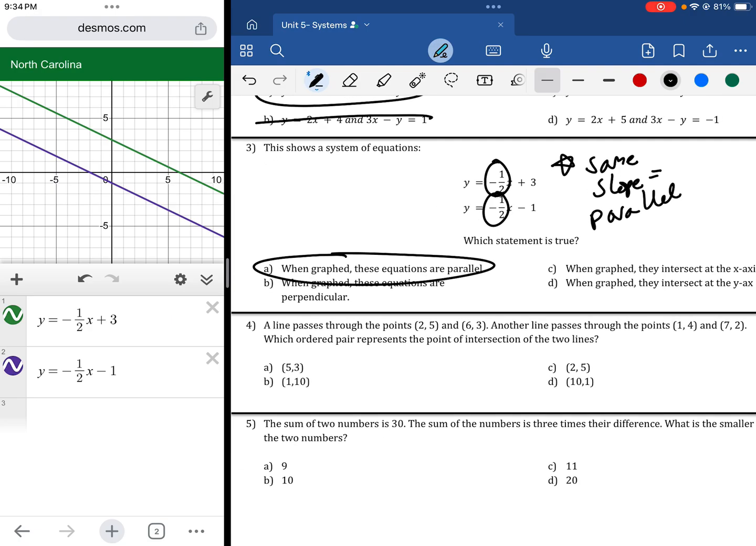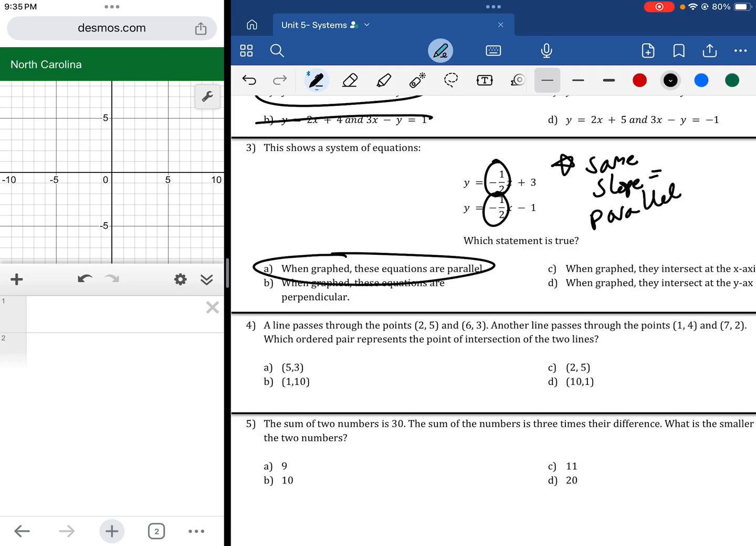So on this one, number 4, it says a line passes through the points (2, 5) and (6, 3). Another line passes through the points (1, 4) and (7, 2). It says which ordered pair represents the point of intersection of the two lines. So we have to make these lines on Desmos.